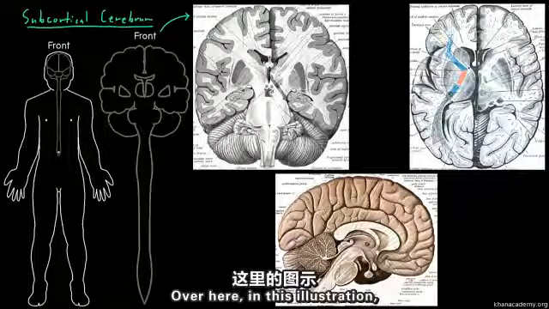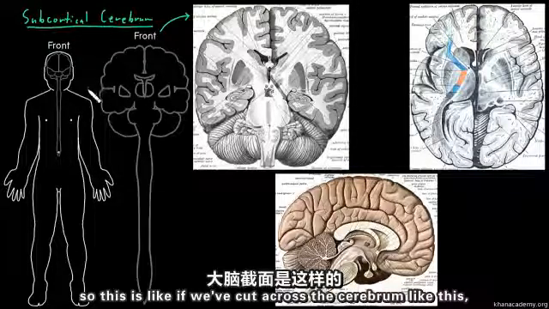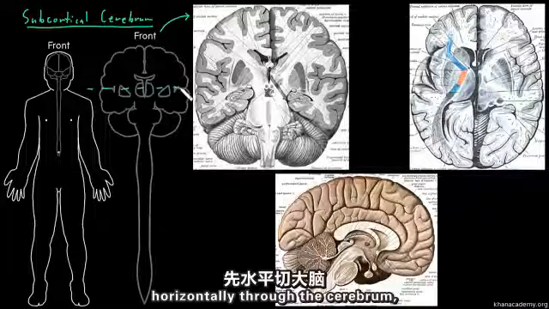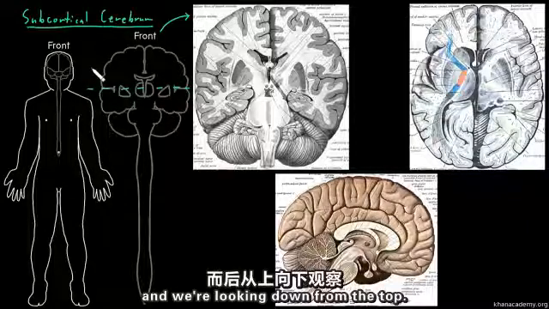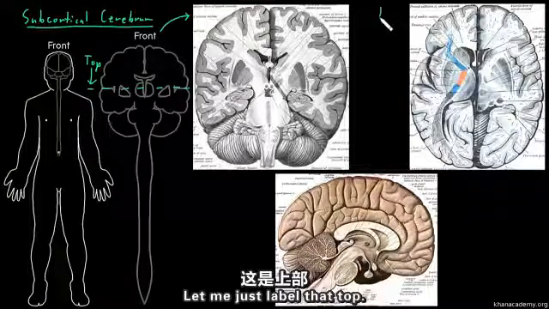And then over here in this illustration, we're actually looking down from the top. So this is like if we've cut across the cerebrum like this, kind of horizontally through the cerebrum, and then we're looking down at it from the top. So this is a top-down view. That's this guy over here. So let me just label that top.